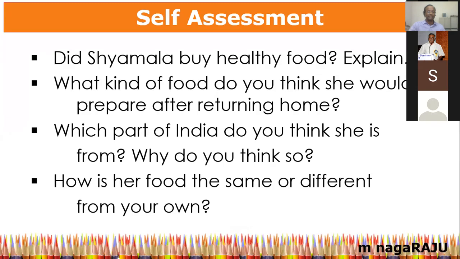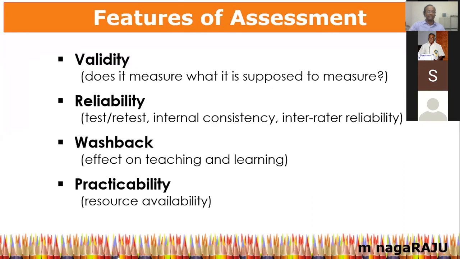So we have to begin thinking in terms of improving our assessment in all situations. This is not specific to blended learning. In all kinds of situations, how to make our assessment more effective. When I say more effective, what do I mean? I mean these four things. What are the four things? Assessment must be valid. Valid means it must measure what it is supposed to measure.